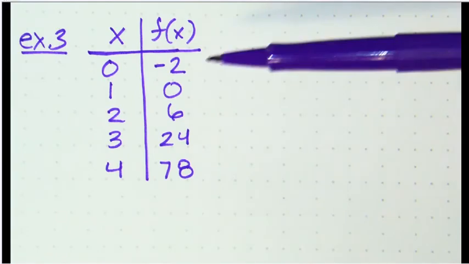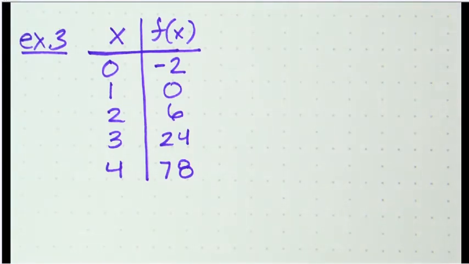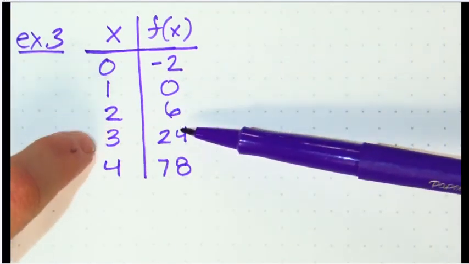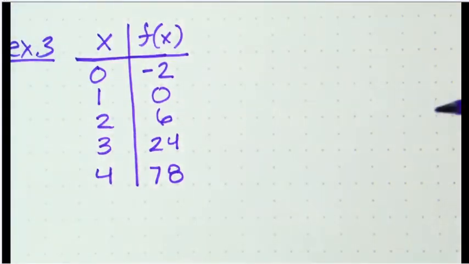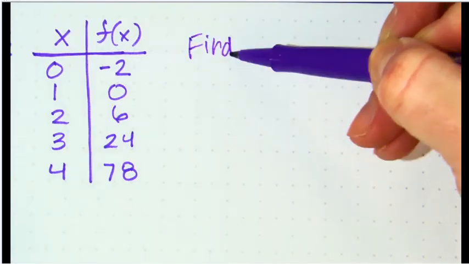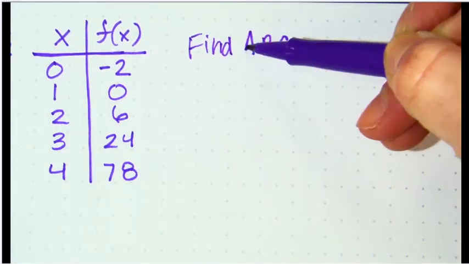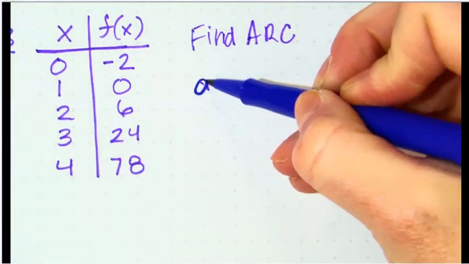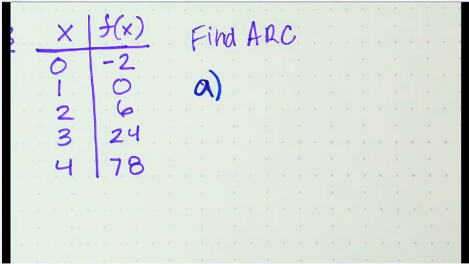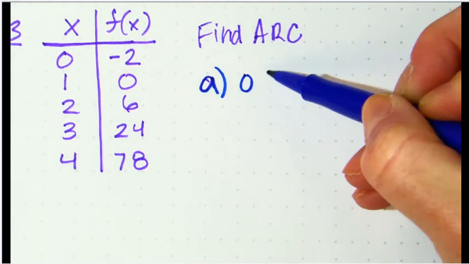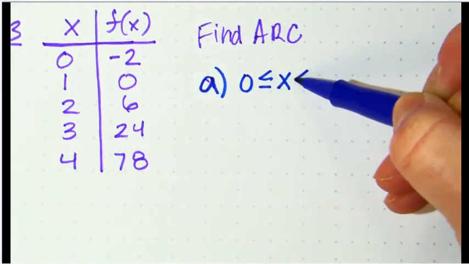All right, so my numbers are getting bigger here. So these would be like ordered pairs: 0, -2, 1, 0, 2, 6, 3, 24, 4, 78. So if you were to graph these, those would be points on your curve, okay? And so we want to find the average rate of change of, I'm going to give you 2 different sets of points. So situation A, I'm going to write as an inequality, just so that we can see what this looks like in both ways.